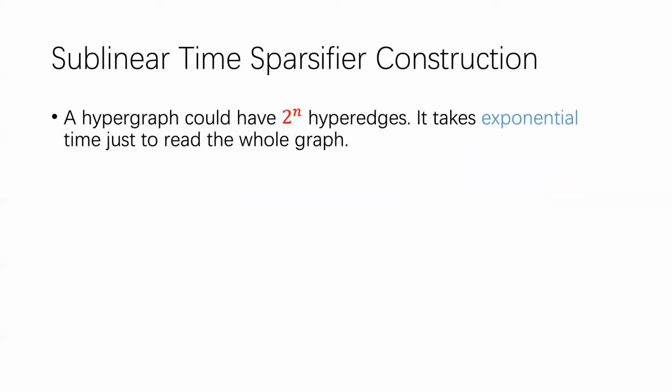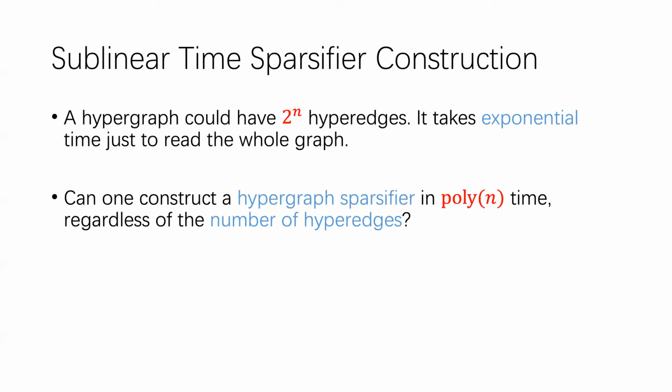However, since any subset of the vertices can form a hyperedge, a hypergraph could have up to 2 to the n hyperedges. That means we might need exponential time to read the whole graph. So the natural question is, can we construct a hypergraph sparsifier in sublinear time? More specifically, suppose the graph has n vertices. Can we construct a hypergraph sparsifier in poly n time, regardless of the number of hyperedges?